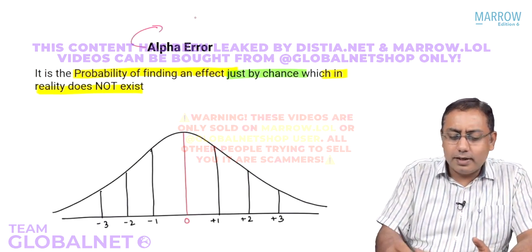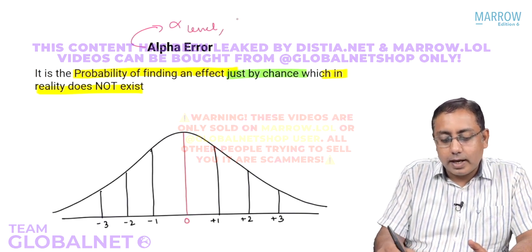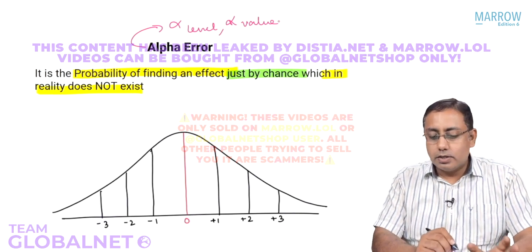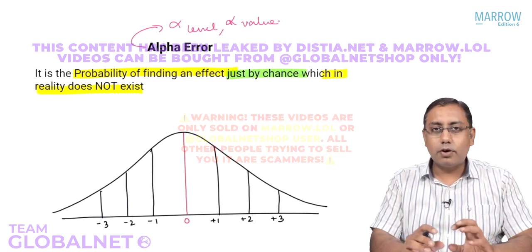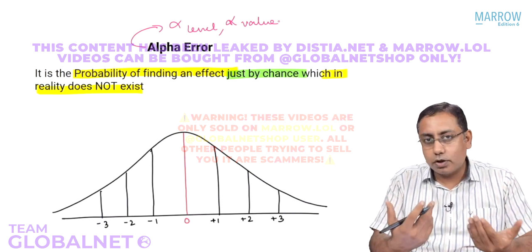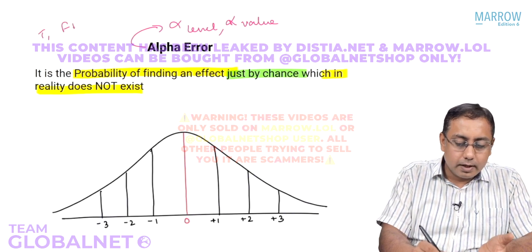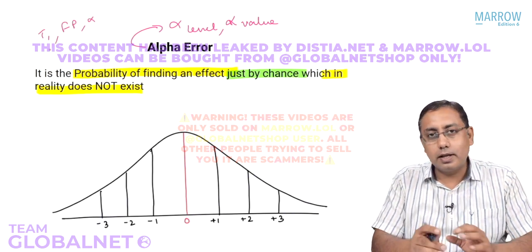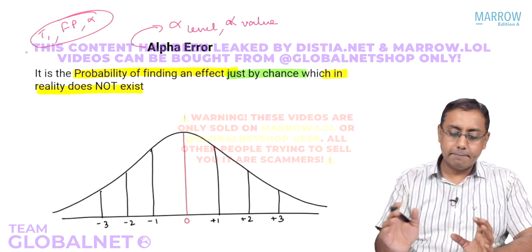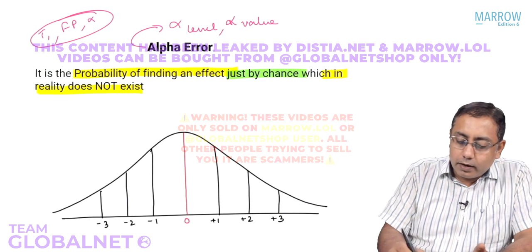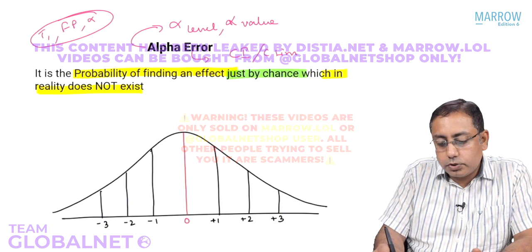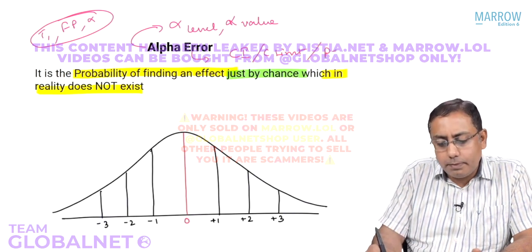Alpha error is technically also called the alpha level, and also the alpha value. If you recall our lectures, we already talked in screening of disease that alpha errors correspond to the false positive errors. They also correspond to the type 1 errors. You remember this? Alpha errors, false positive errors, or type 1 errors, they all conceptually mean the same. Anyways, what is an alpha error? Alpha error corresponds to the confidence interval or the confidence limit or the p-value.